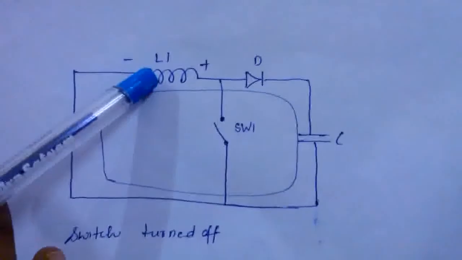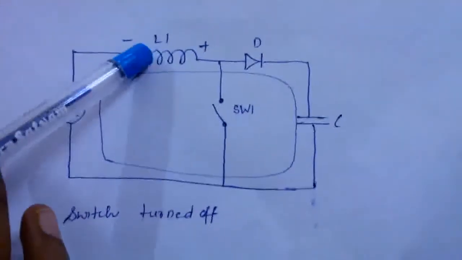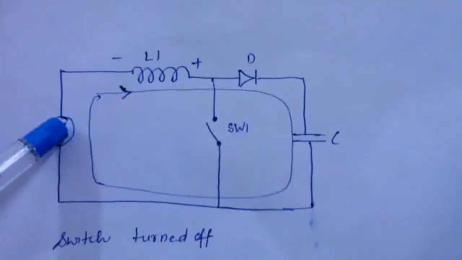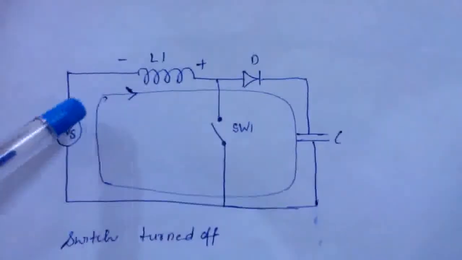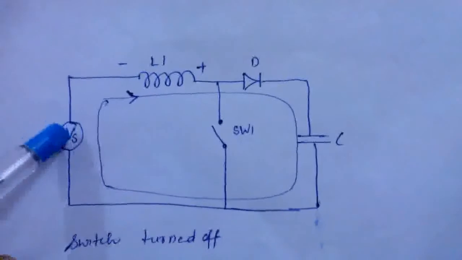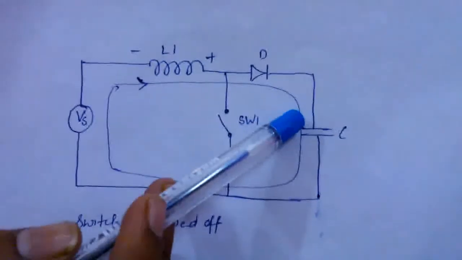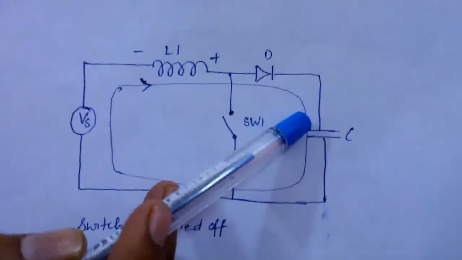Now the stored energy in the inductor tends to collapse and its polarity reverses such that it adds to the input voltage. Thus, the voltage across the inductor and the input voltage are in series and together charge the output capacitor to a voltage higher than the input voltage.